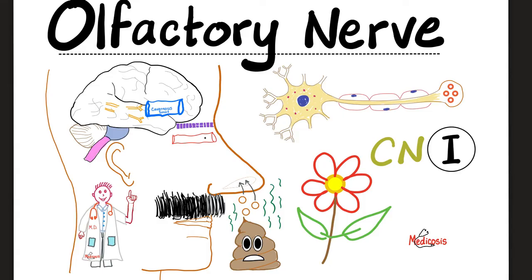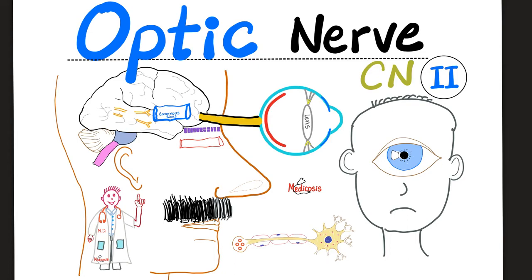Olfactory nerve, sensory or motor? Sensory. What kind of sensation? Special sensation, and it's afferent because it's sensory. Special, somatic, afferent. How about the optic nerve? Also sensory. Special, somatic, afferent, or special sensory afferent.